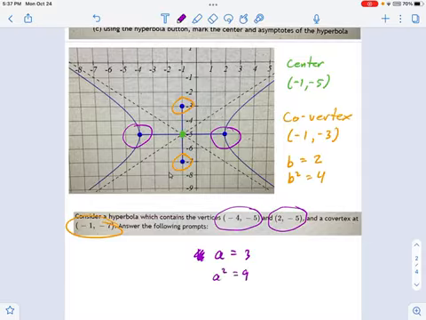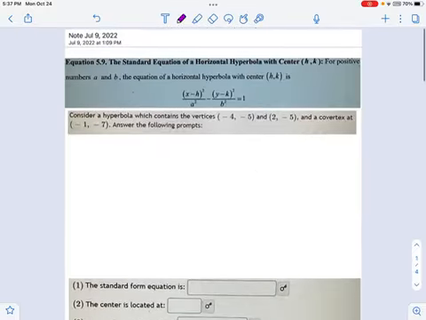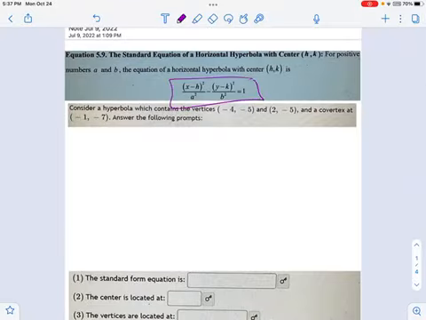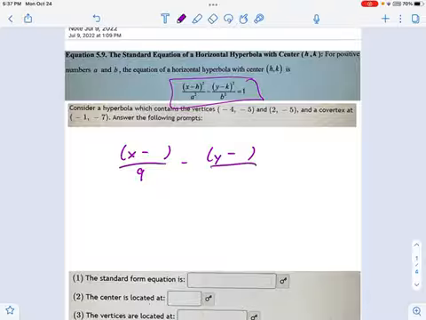Now let's take those ideas, a squared and b squared, and put them up into this equation form right here. I'm going to have x minus h over a squared, and I said a squared was 9, and y minus k over b squared, and I said b squared is 4. And the whole thing's equal to 1, because that's just how hyperbolas look.